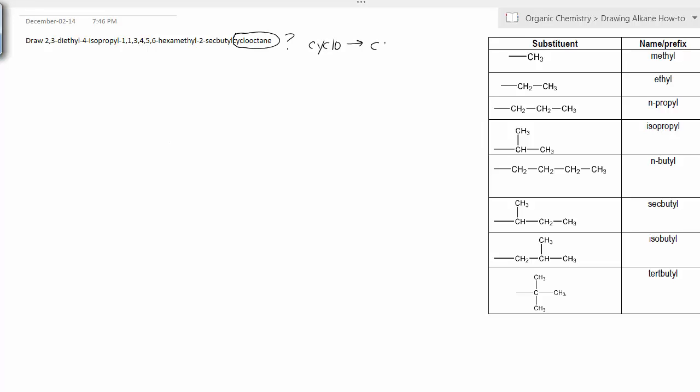You hear cyclo, you're going to think ring or circle. Alright, so you're going to put octo, right? 8 carbons, you're going to put them in a ring. So you're going to make it look like an octagon, just like a stop sign. Okay, so 8 carbons go in a ring. You get to decide where carbon 1 is.